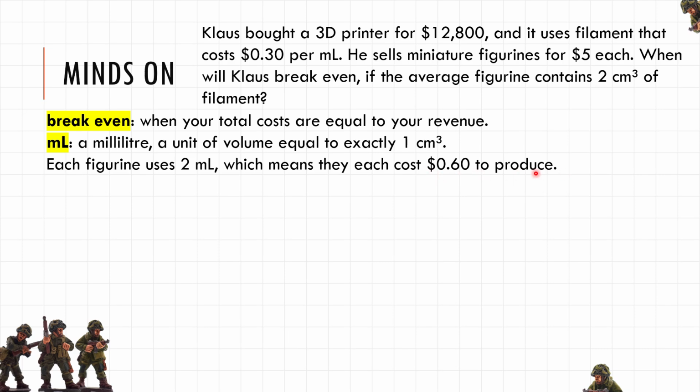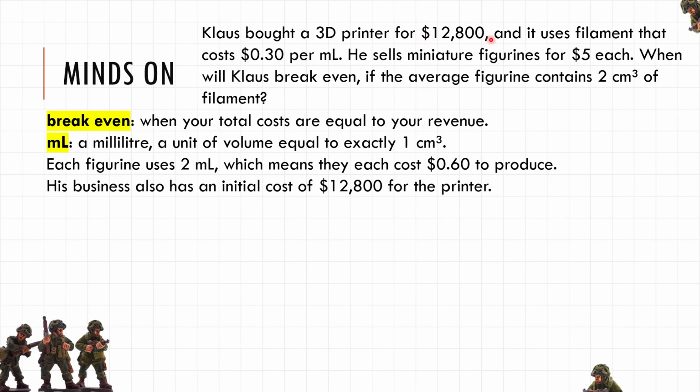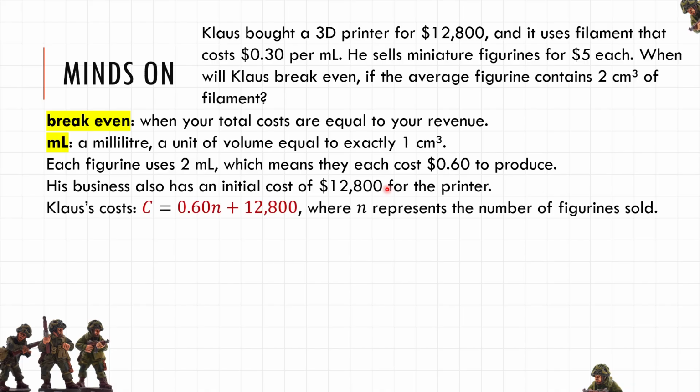Now, Klaus's business also has an initial cost. He did spend $12,800 on the printer. And so if we want to find out how much his costs are for his business, well, that depends on how many figurines he produced. If he produces 0, he still has this much in his total cost. So Klaus's costs are 60 cents times the number of figurines that he actually makes. So we need another variable here. N is going to represent the number of figurines he makes and sells. We're going to multiply that by 60 cents to find out the cost for the filament plus the cost of the printer initially. And that will tell us his total cost.